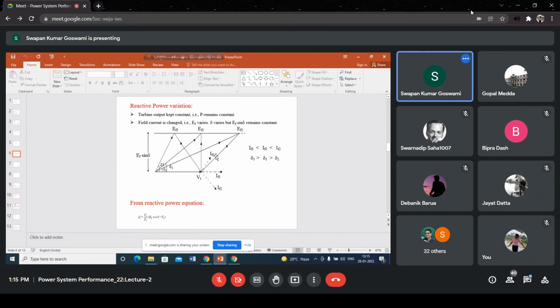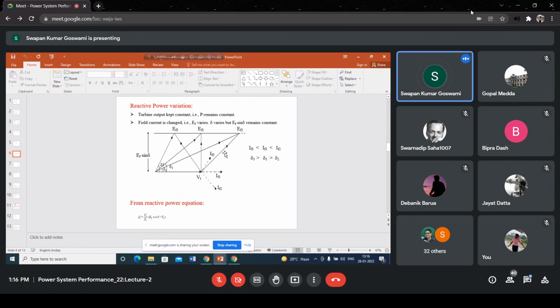So you see that in this case, EF2 cosine delta is this much, the horizontal portion. This is greater than VT. For EF1, EF1 cosine delta is this much, equal to VT. For EF3, EF3 cosine delta is this much, it is less than VT. That means EF cosine delta minus VT will be negative here, positive here, and 0 here. That means Q may be changed if EF cosine delta can be changed.